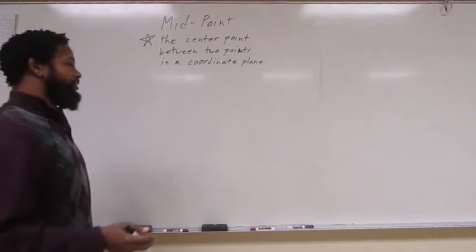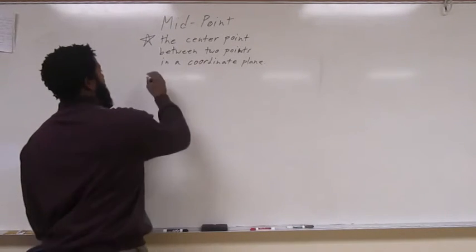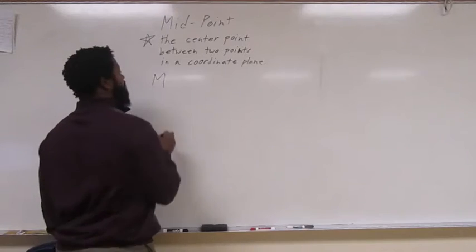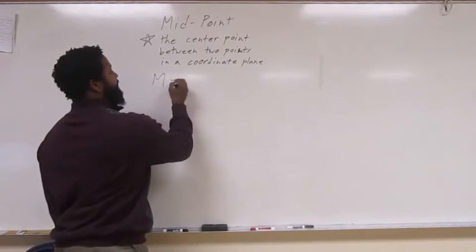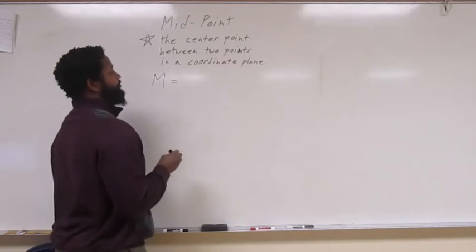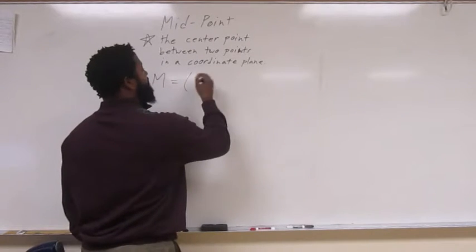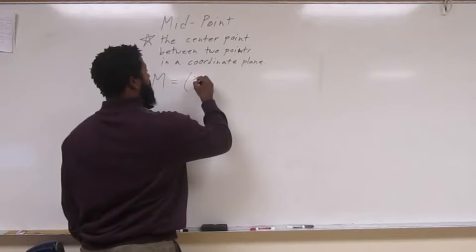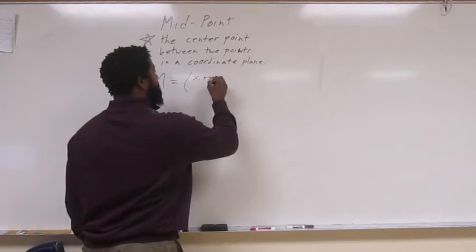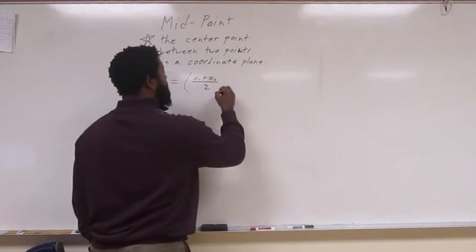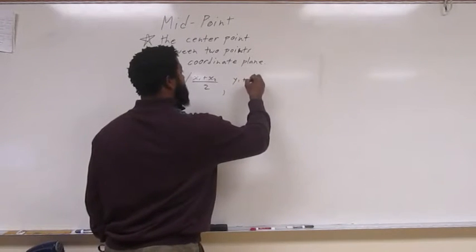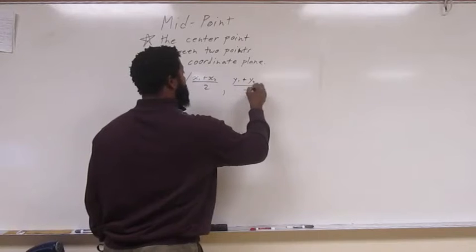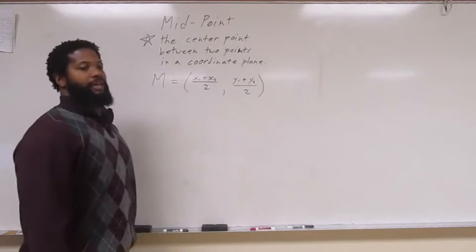What does this mean? Well, there's a formula for this, okay? You have capital M, standing for midpoint. This is equal to parenthesis, x1 plus x2 over 2, y1 plus y2 over 2. That's it.